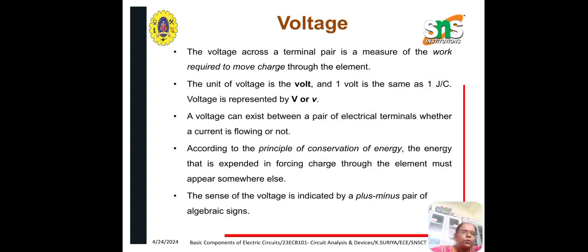Next one is voltage. Voltage across a terminal pair is the measure of the work required to move the charge through the element. The unit of voltage is volt, and we can also say that 1 volt is equal to 1 joule per coulomb. It is given by capital V or small v. A voltage can exist between a pair of electrical terminals whether a current is flowing or not. According to the principle of conservation of energy, the energy that is expended in forcing charge through the element must appear somewhere else. So the sense of voltage is indicated by a plus minus pair of algebraic signs.